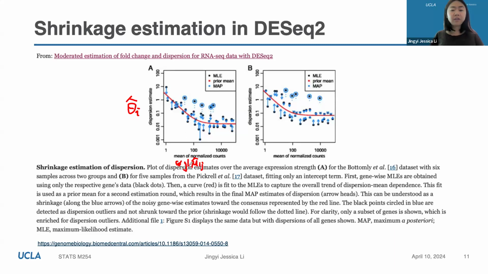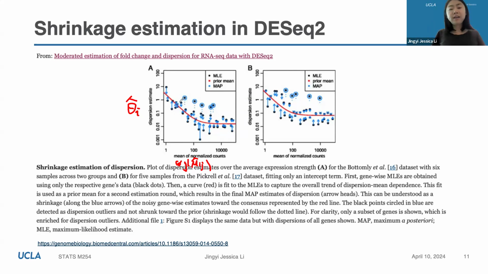You take the average of that. Then you can get a dot for each gene. So every dot here is for one gene. So if you have, say, P genes, you have P dots here. So what you're doing here is that you additionally, in the second step, fit a smooth line through between the dispersion and the mean. And the hope is that you will reduce the variance of your dispersion estimates.